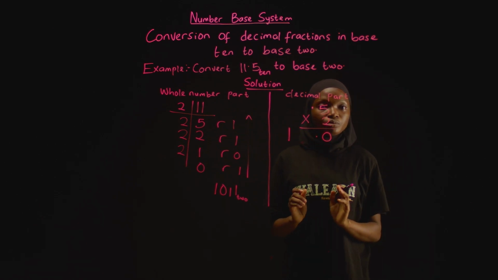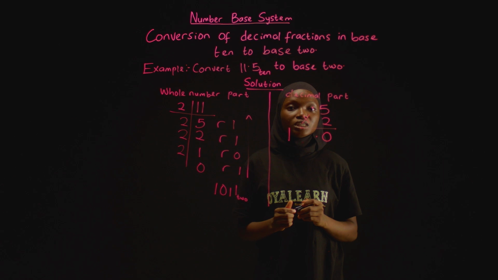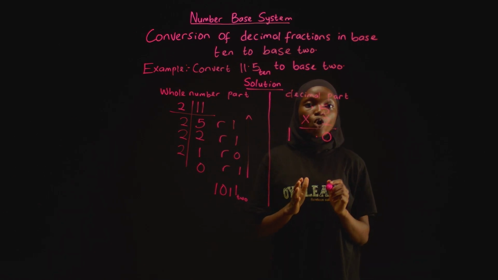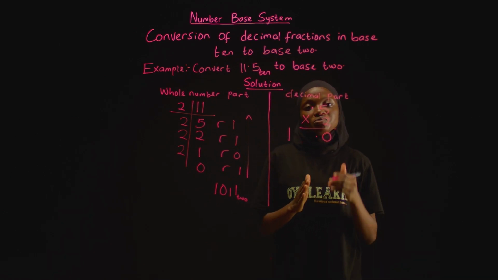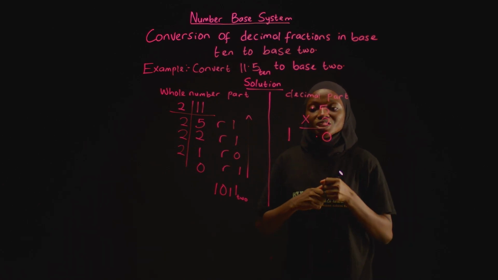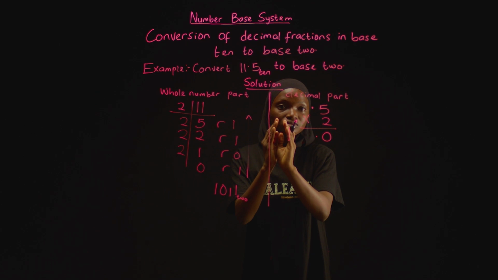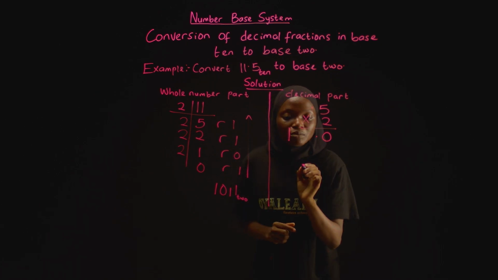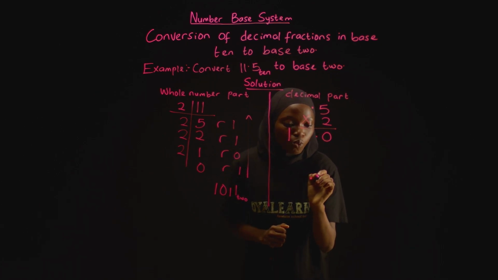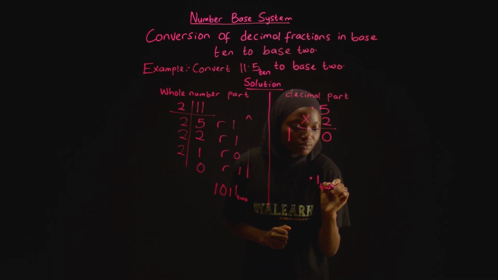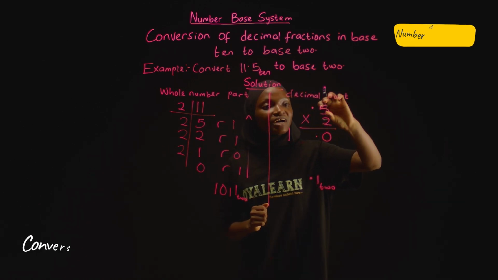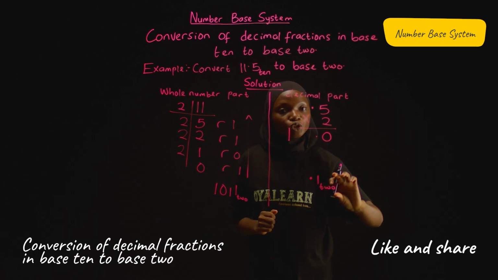So we stop. Because in the steps we are given, when you have 0 or a periodic number, that is a recurring number, we stop and we read the digits. Now, which digit are we reading? This part. So that means we have 0.1 in base 2 here. That is, my 0.5 in base 10 is the same as my 0.1 in base 2.